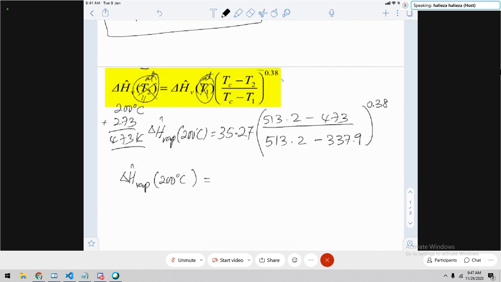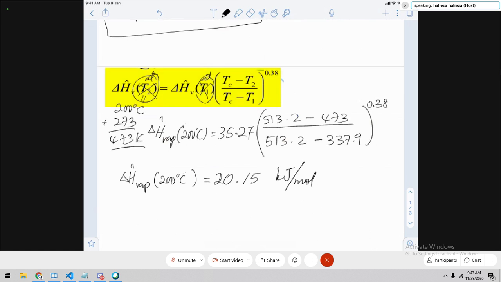So what's the answer? 20.15. Sorry? 20.15. Yeah. Thank you. It's kilojoules per mole. So that is using the measured value.